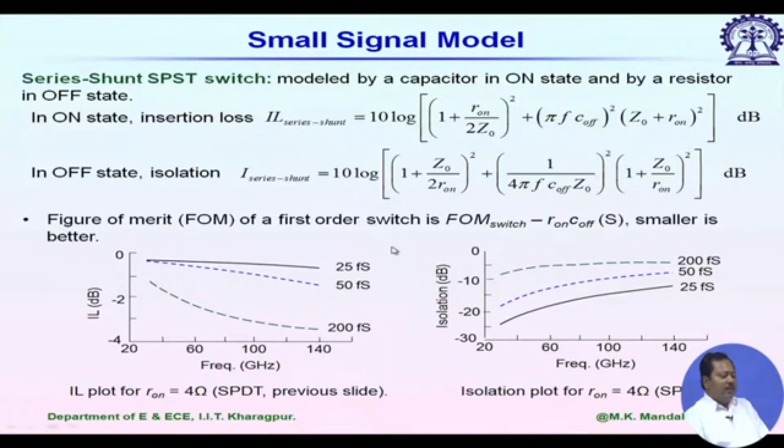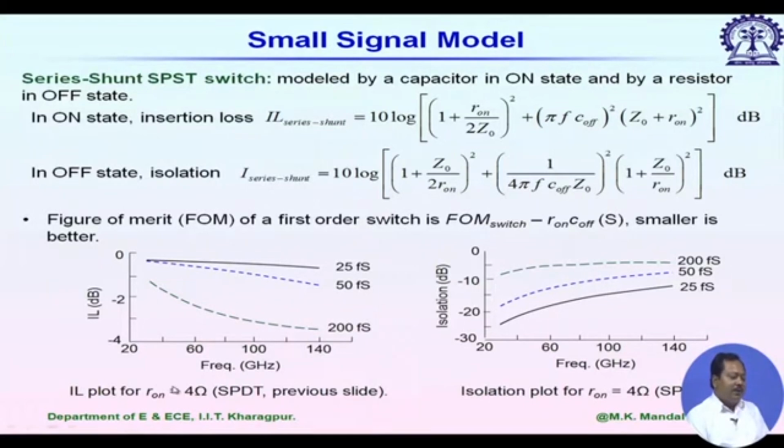So, for any given switch, to understand how good it is, we defined a parameter called the figure of merit for a given first order switch R and C. This is simply R on multiplied by C off, just like one RC circuit. The unit is second, a time constant, but with R in on state and C in off state. So, smaller the figure of merit, better the switch.